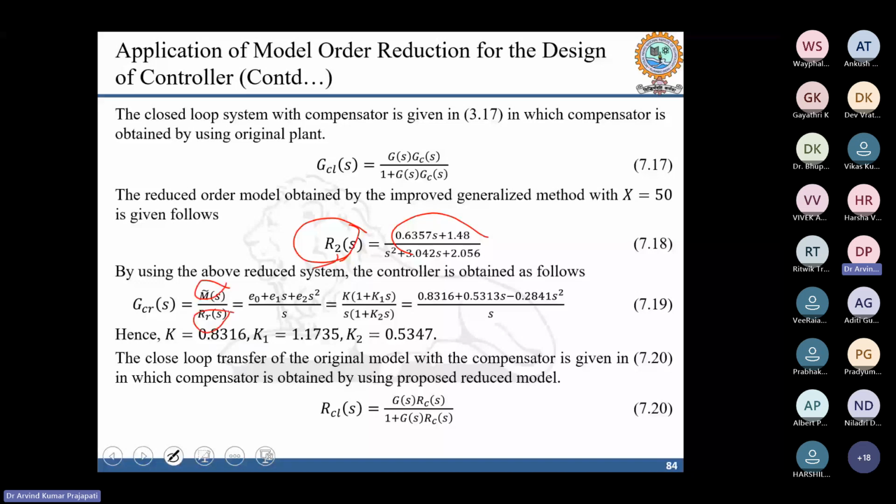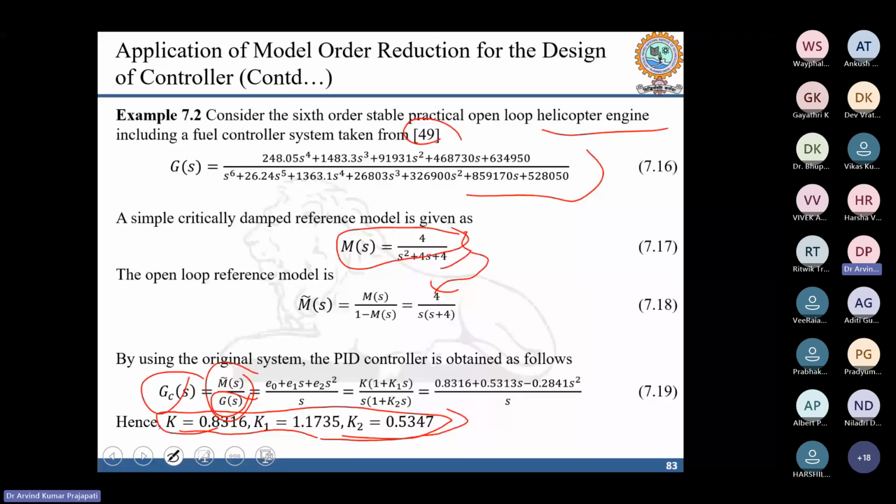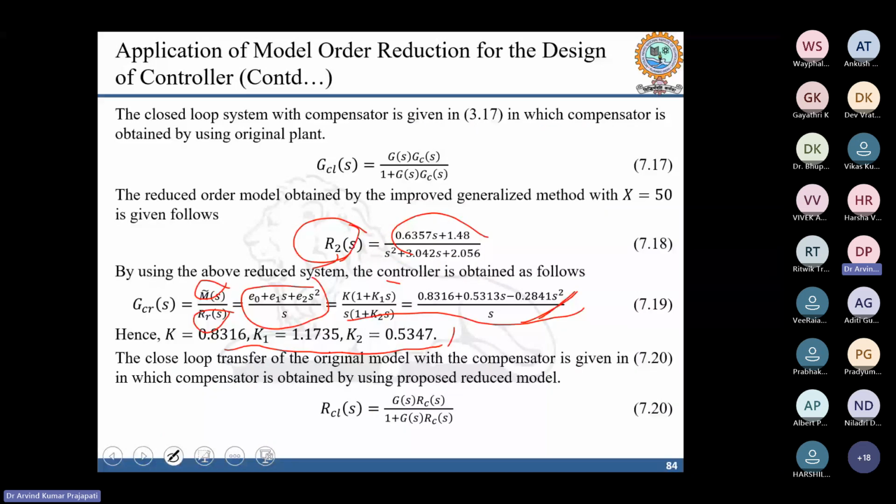If you put that in the Taylor series expansion, you will get the values of k, k1, k2. These k1, k2 values obtained by using the reduced model are approximately similar to the k1, k2 values which we calculated by using the original system. So instead of calculating the controller parameters by using the original system, we can calculate them by using the reduced order model. Once it is calculated, we can implement it in the original system, which is given in equation 7.2, and then you can see the response.